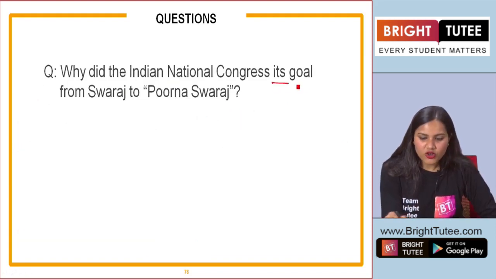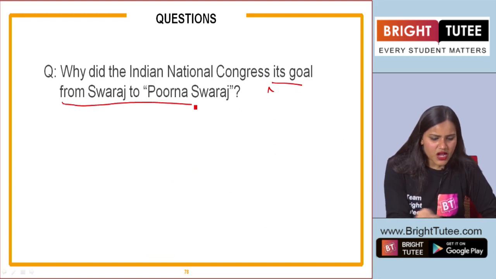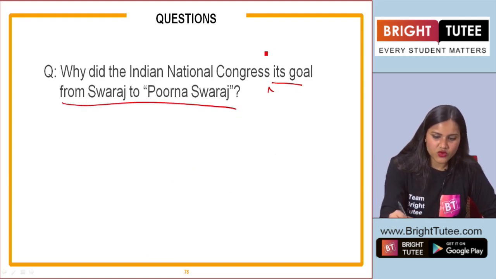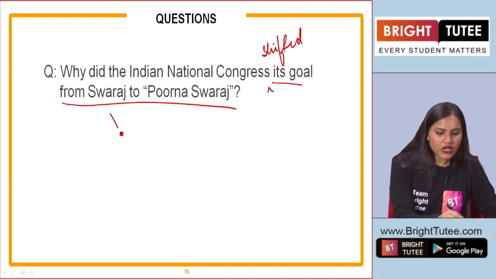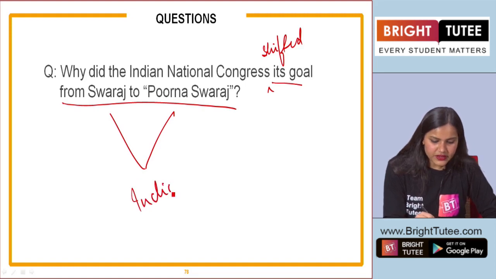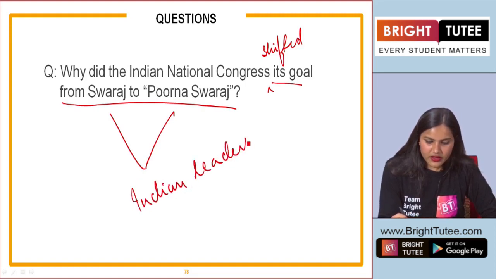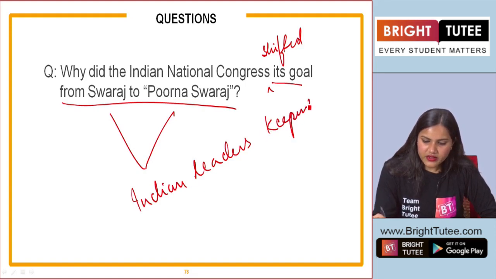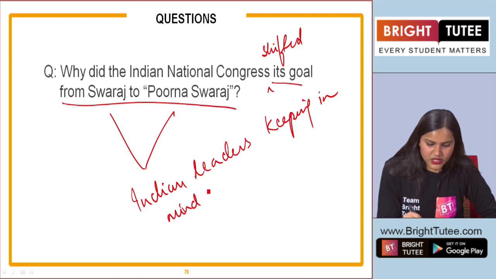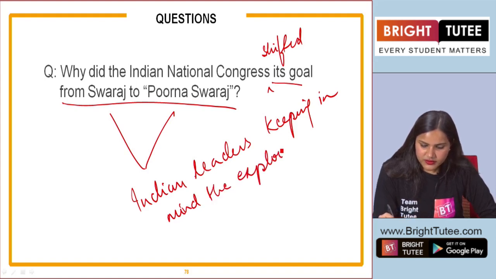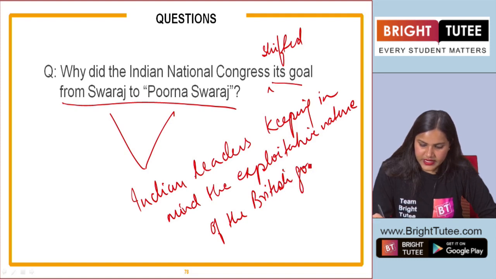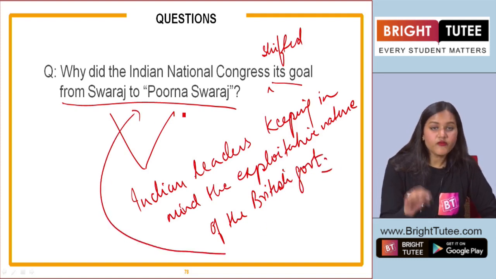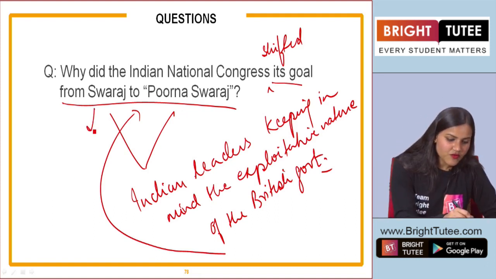Why did the Indian National Congress shift its goal from Swaraj to Poorna Swaraj? Like I explained to you, the Indian leaders, keeping in mind the exploitative nature of the British government, decided to call for complete independence rather than for self-rule.